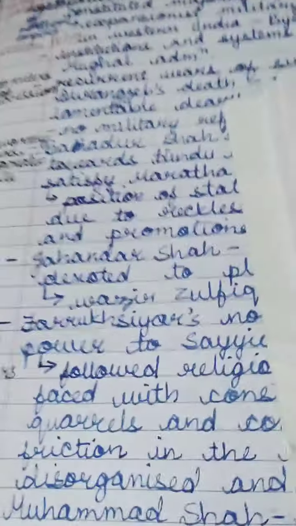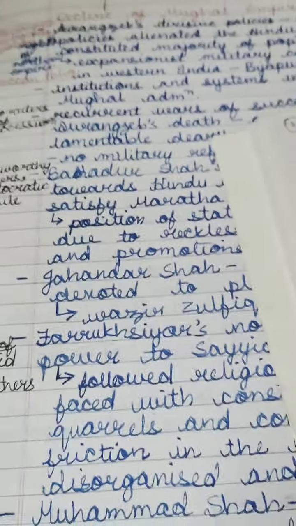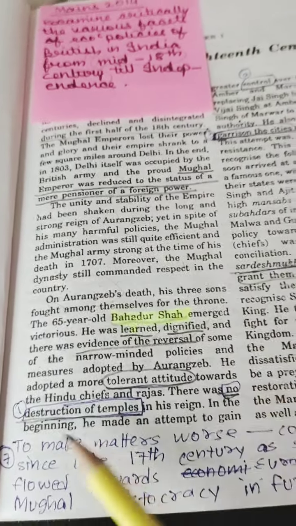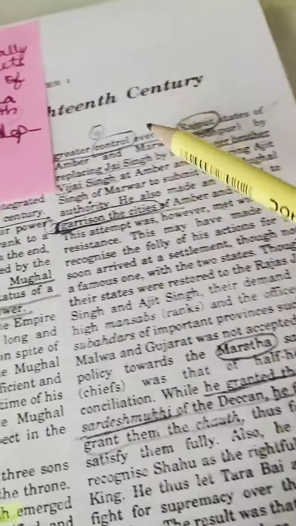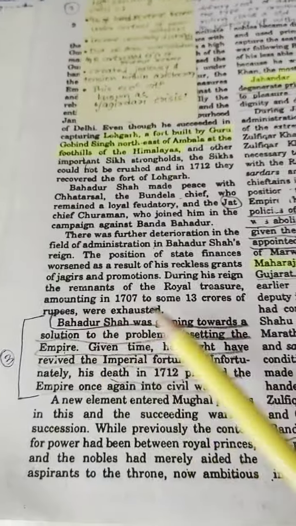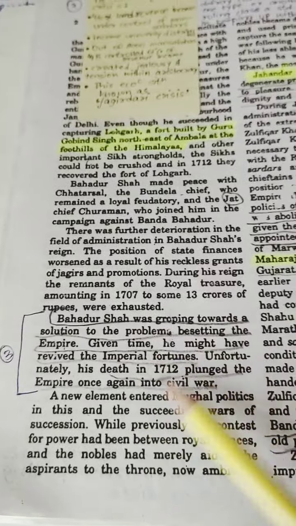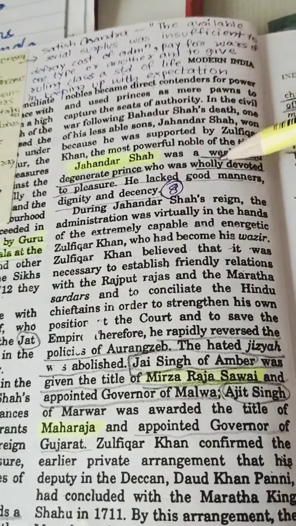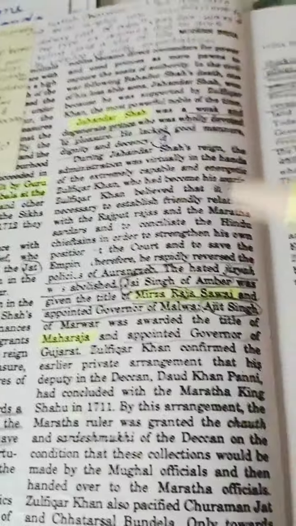So if you don't want to make notes for yourself, I've marked down the reasons, the problems. See, no destruction of temples, a good point. Then control over Rajputs was there. The third point that you can mark is, see, Bahadur Shah was groping towards a solution. However, his death was one of the problems. Then a weak and degenerate prince, again, this was a problem.